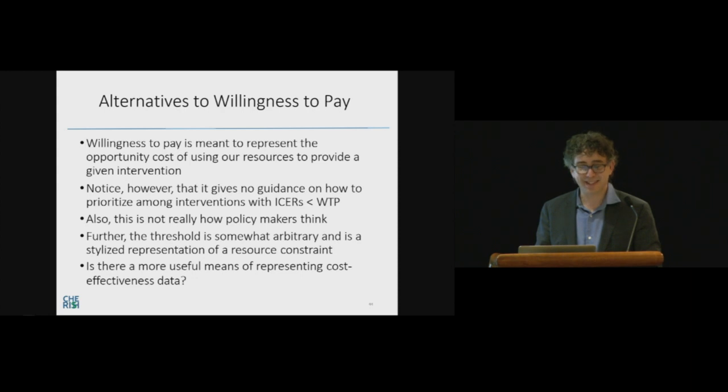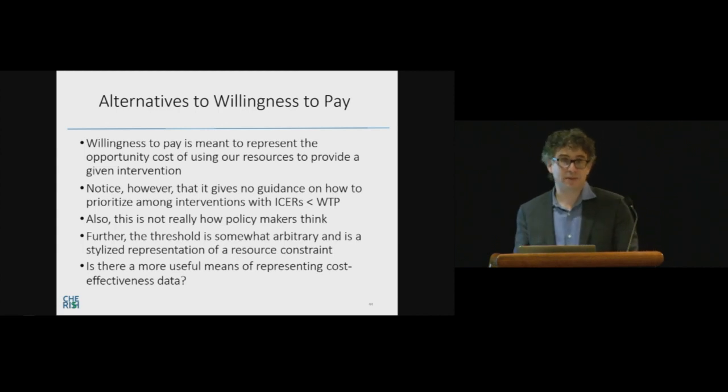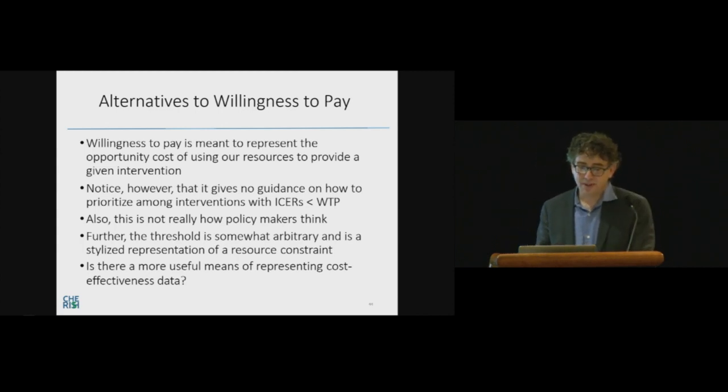Also, in reality, this is not really how policymakers think. Policymakers tend to think on short time horizons, and they tend to think about budget with some element of benefit. Everyone understands the idea that they want to get something for the money, but usually not in a highly formalized and rigorous structure like willingness to pay. Further, as I pointed out, the threshold really is somewhat arbitrary, and the only debate I think we could have with that is whether it's somewhat arbitrary or fully arbitrary, and is a stylized representation of a resource constraint. So, that's sort of the holy grail of cost effectiveness research.